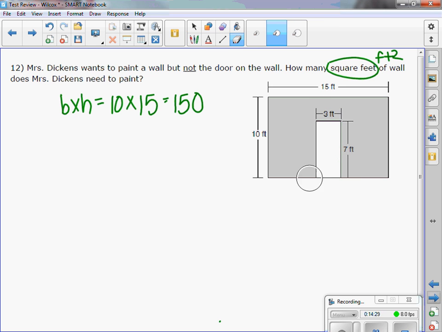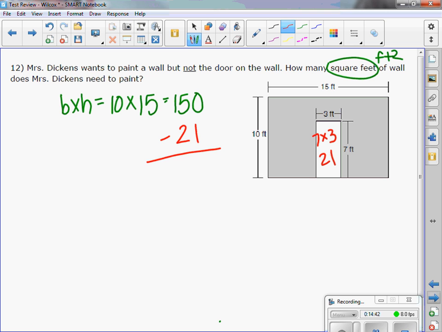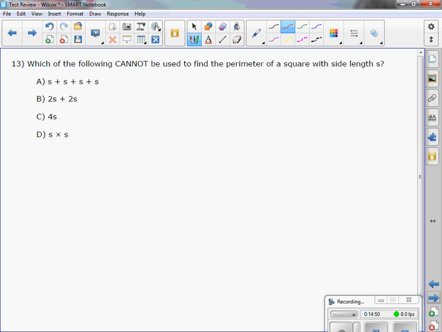But we know we don't want to paint that whole area. We want to not paint the door. The door has an area of 7 times 3, which is 21. So 21 of that wall we do not want to paint. So I'm going to subtract it from the 150, leaving me a total area to actually paint of 129 square feet.